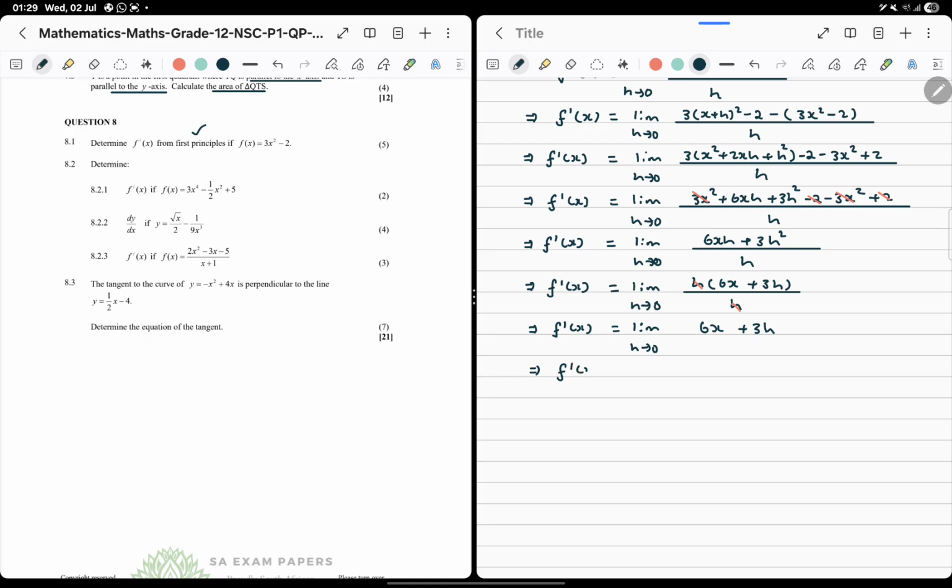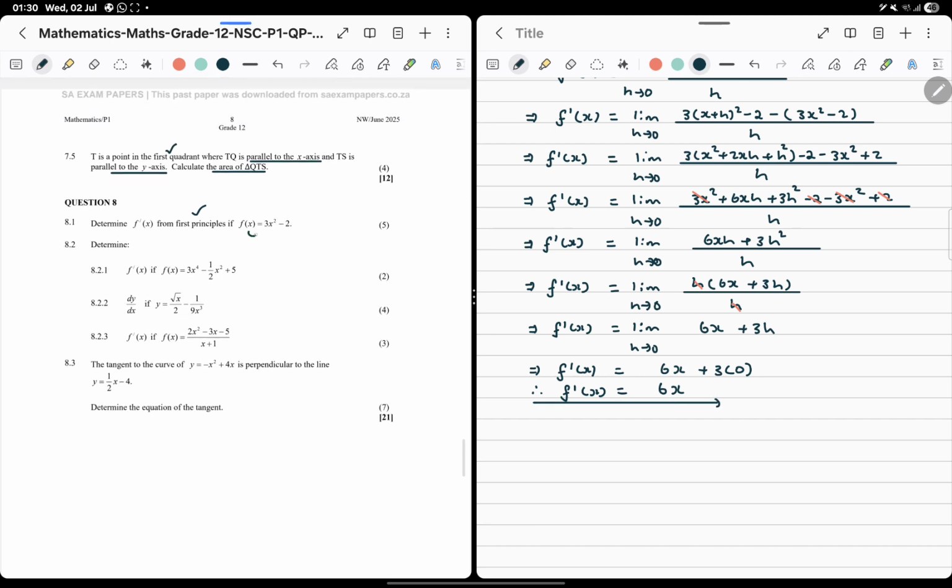This implies that f prime x is going to be 6x plus 3h. We now drop the limit and then conclude that this is just 6x. And of course, using the power rule here, we know that f prime x is just going to be 6x.